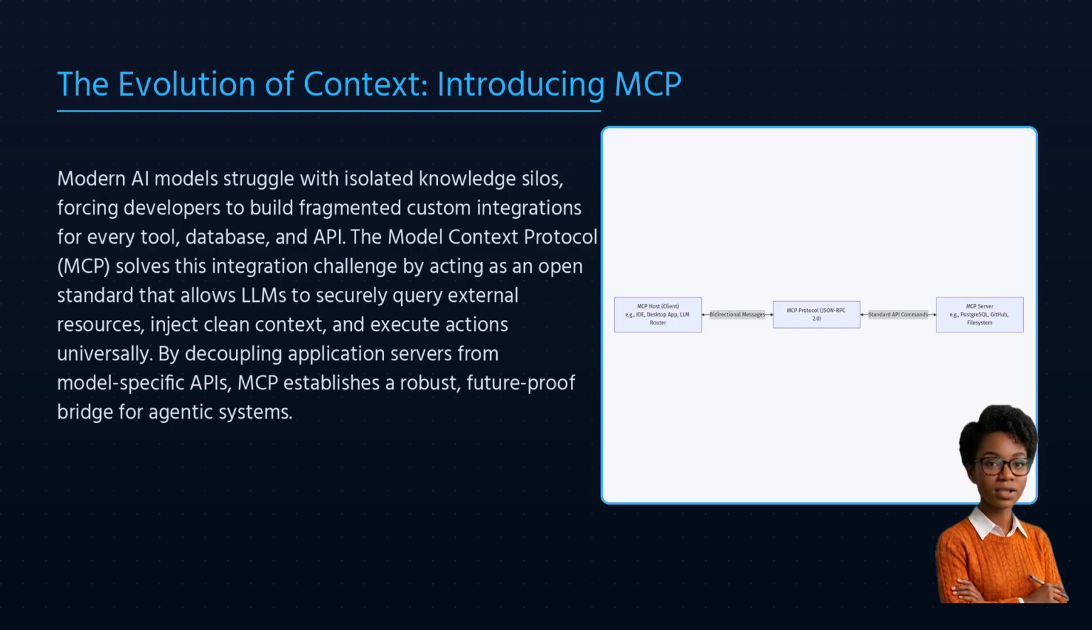Think about the current state of building AI agents. It is painful. If you want to connect a model to PostgreSQL, GitHub, and Slack, you end up writing custom wrappers for each model provider, creating a messy, fragmented architecture. Today, we are going to understand how MCP simplifies this.